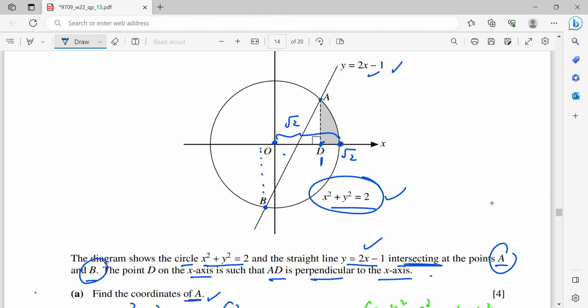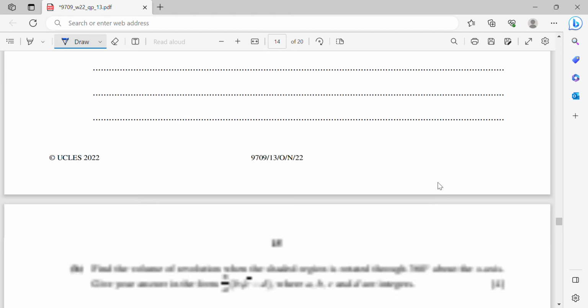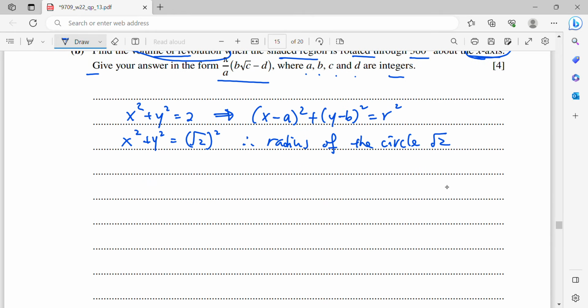Alright, so now for the volume of this region, it is basically the volume for the region bounded by the circle from x equals 1 until square root 2. Alright, and now you are rotating about the x-axis. So we can just write volume equals pi integrate y squared dx. Then x from 1 to square root 2.